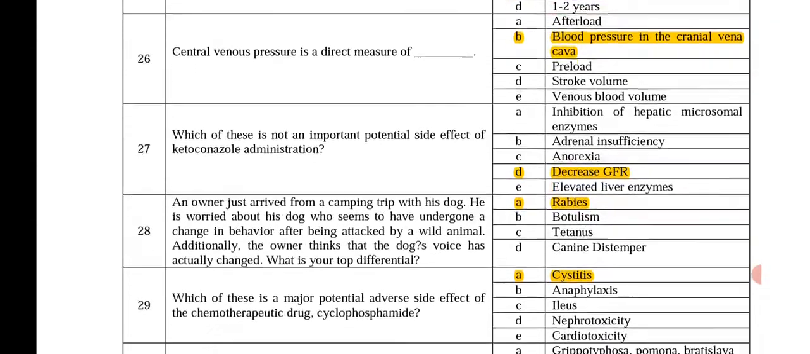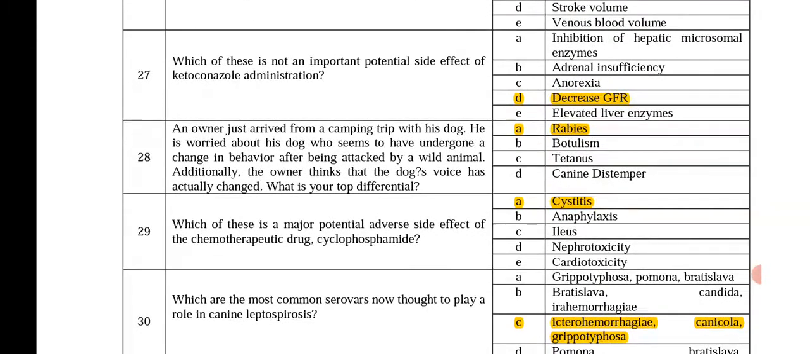An owner just arrived from a camping trip with his dog. He is worried about his dog, who seems to have undergone a change in behavior after being attacked by a wild animal. Additionally, the owner thinks that the dog's voice has actually changed. What is your top differential? Rabies.